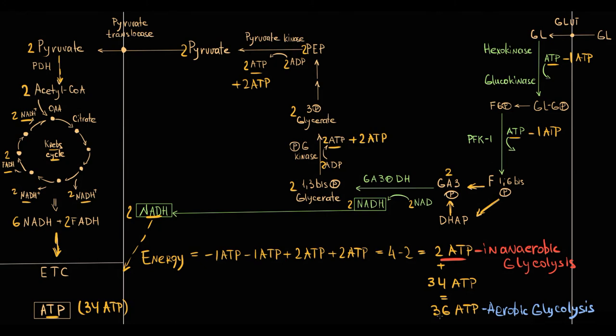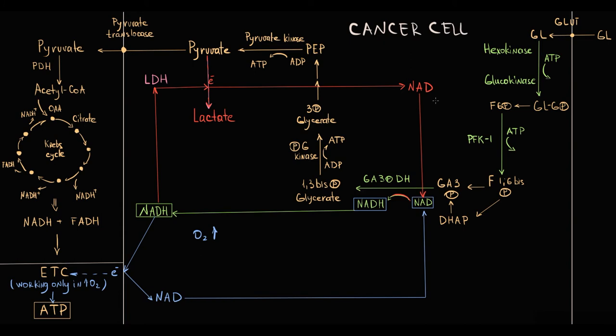And the unique feature of cancer cells is that even with a sufficient amount of oxygen, cancer cells prefer not to degrade pyruvate in mitochondria, but rather to convert pyruvate into lactate.